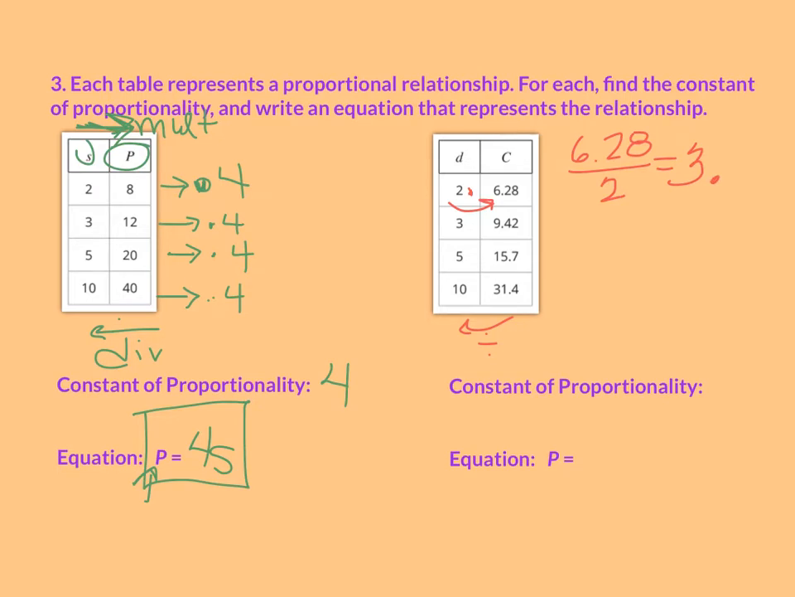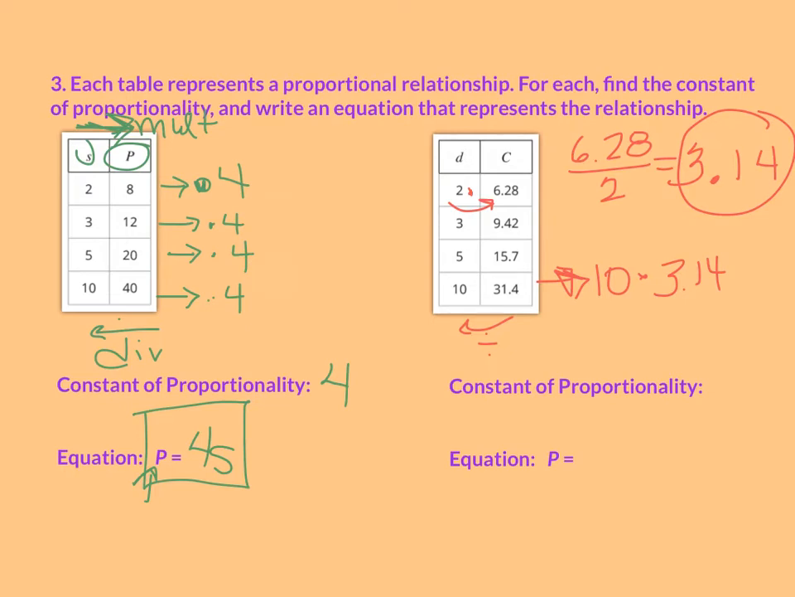2 divided by 2 is 1, and 8 divided by 2 is 4. So if this holds true, that means any other one of these, if I multiply times 3.14, it should give me the answer on the right side. So the easiest one I'm going to go to is that 10. 10 times 3.14. Well, there we are, multiplying by 10.